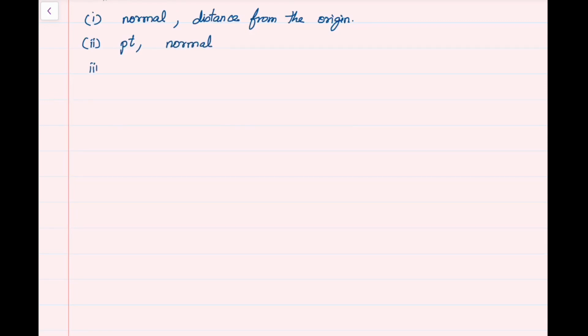A plane is uniquely determined in the following cases. The first one: the normal vector and distance of the plane from the origin are given. Any vector that is perpendicular to the plane is called the normal, and this is called the normal form of a plane. The second one: a point on the plane and normal to the plane are given. And the third one is when three non-collinear points lying on the plane are given.